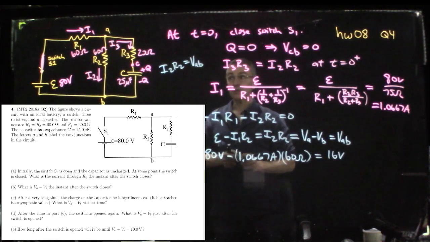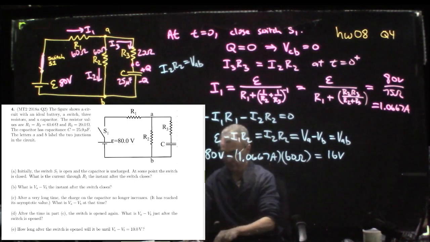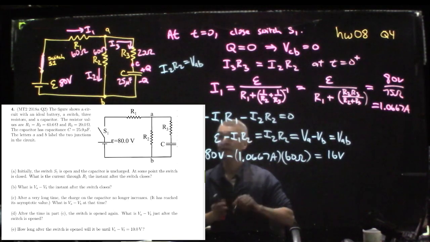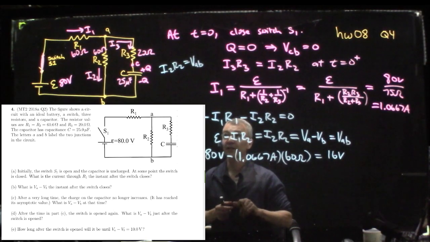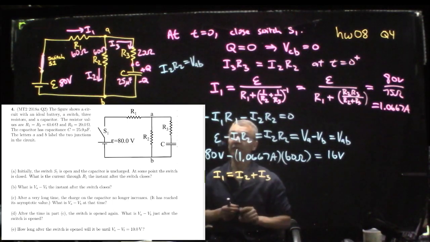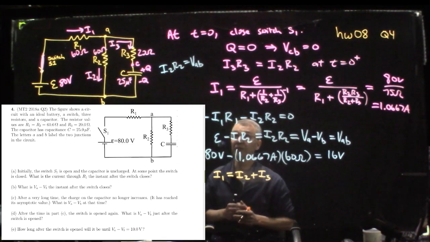If you really wanted to find I2, I don't recommend this because time is always kind of precious on an exam. But if you want a digression, let's see if we can figure out what I2 is directly. So the junction rule at point A tells us that I1 equals I2 plus I3. Basically the current coming into point A gets split up into two parallel paths.